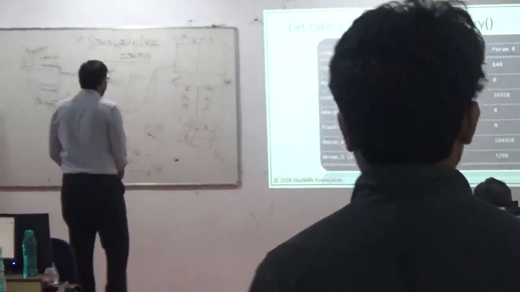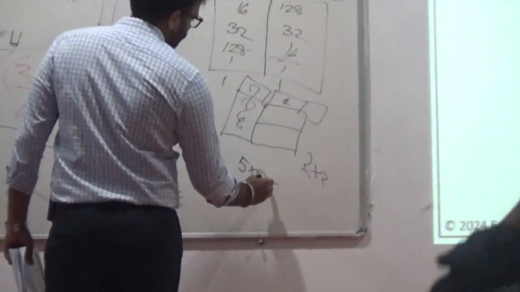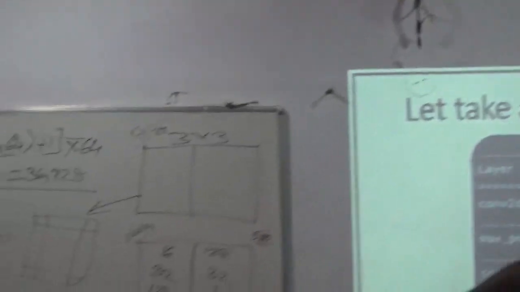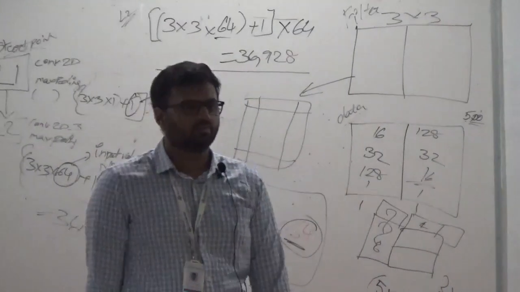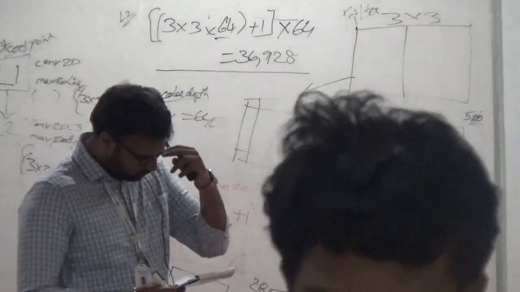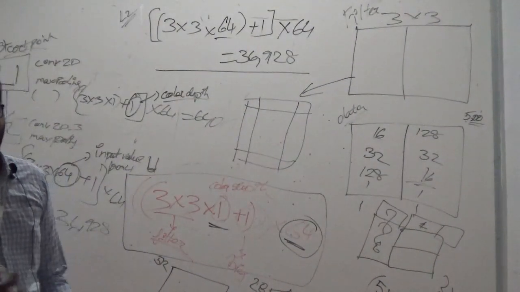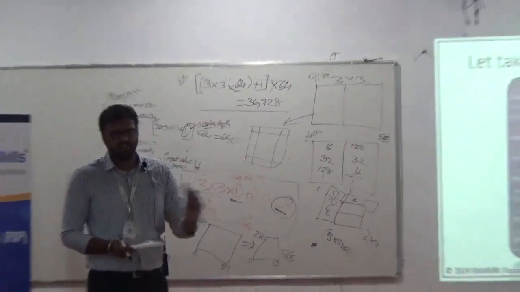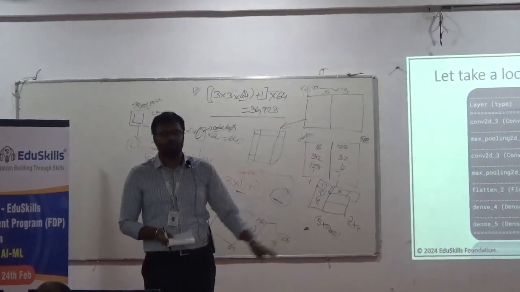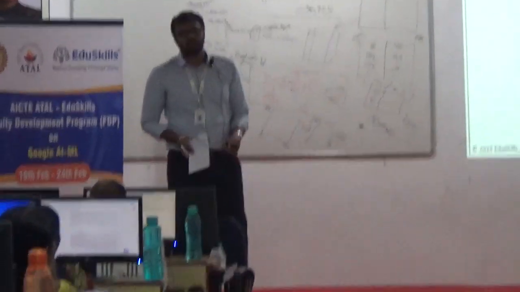Simple. The math is 5 into 5 into 64. You can open the calculator and try it at your end. You will get 1600. The bias is not there. Bias is generally not required when you go for flatten. Flatten doesn't care about bias. It doesn't do any processing.